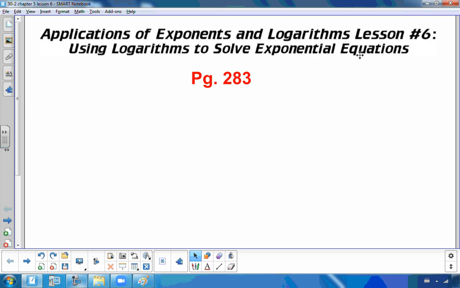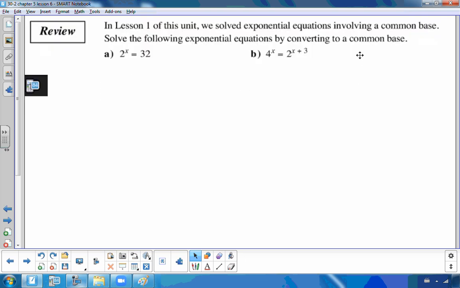Kathy's Gatos here. In this lesson, we are going to look at using logarithms to solve exponential equations. So I want to take you back to lesson 1 of this unit, where we started solving exponential equations by using a common base.